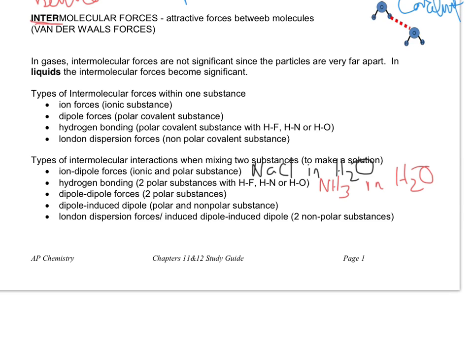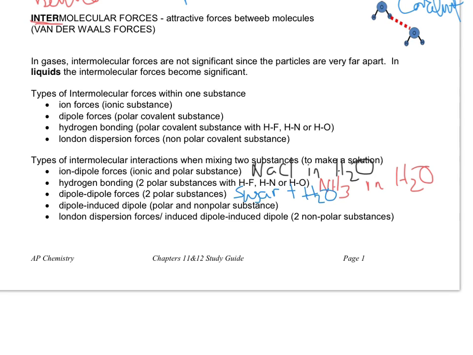Next type is dipole-dipole interactions. Those are when you have two polar substances. So sometimes we can call this dipole-dipole interactions since they're both polar. Or let's say you've got sugar and water. That would also be called dipole-dipole interactions because you've got two polar molecules mixed together.